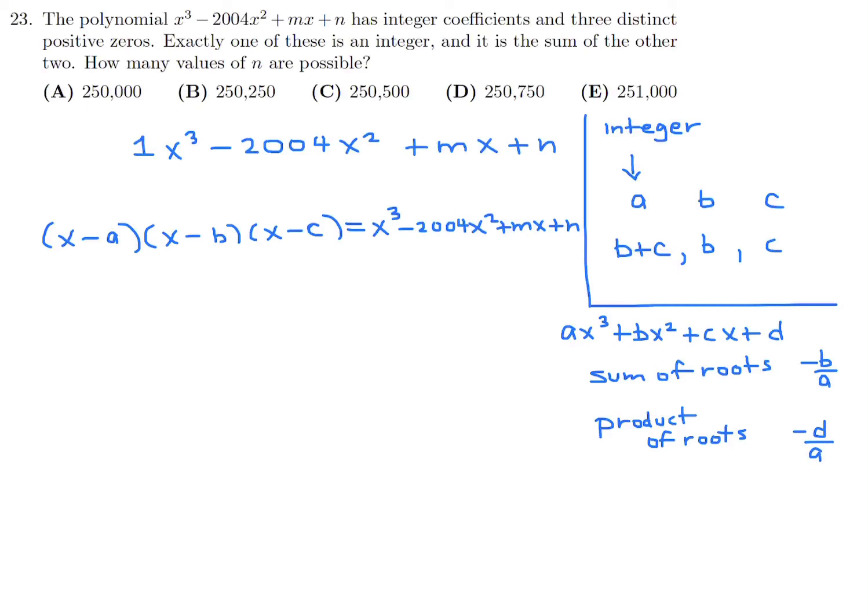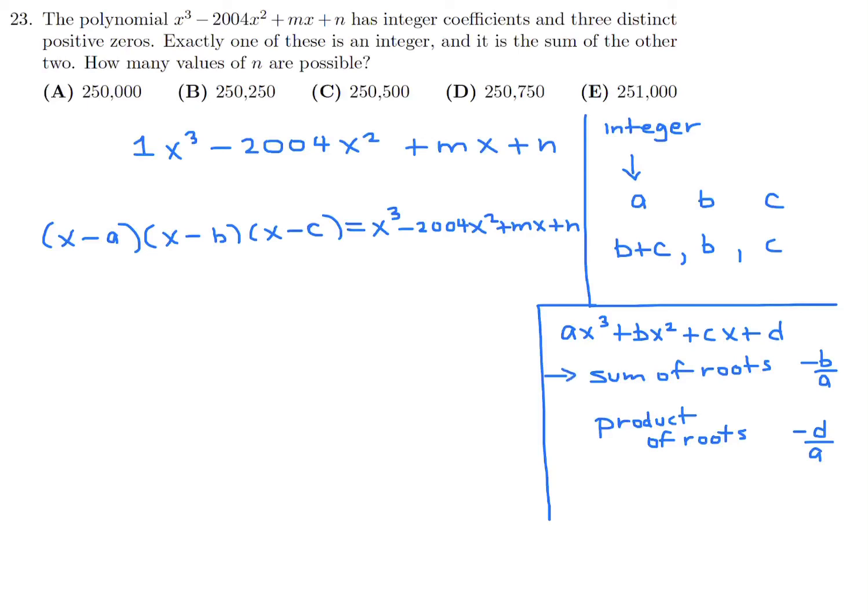Why minus d over a? Because this is an odd degree polynomial. It has x to the third as its first term. If it was an even degree, it would be positive d over a. Okay? So that will definitely come in handy in this question. So let's see if we can initially use that.